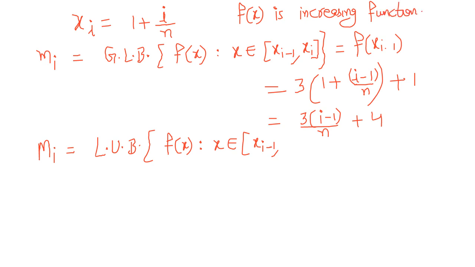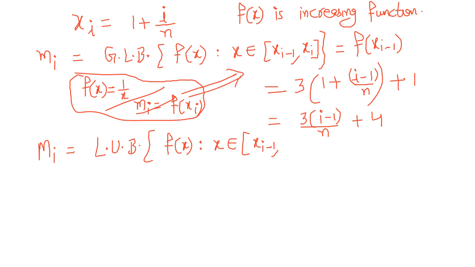Sir, if it were decreasing, we would take something else. Yes, let us suppose your function is decreasing, say 1 by x. Then you have to take mi as f of xi. At this point you get the GLB because it is decreasing. Simple thing. So it all depends on your function.